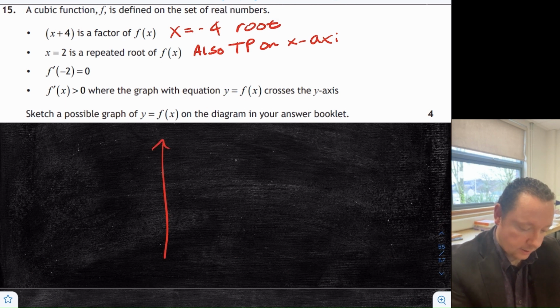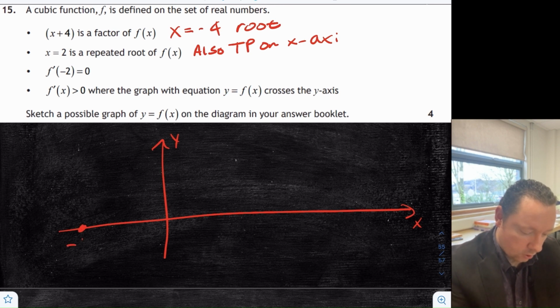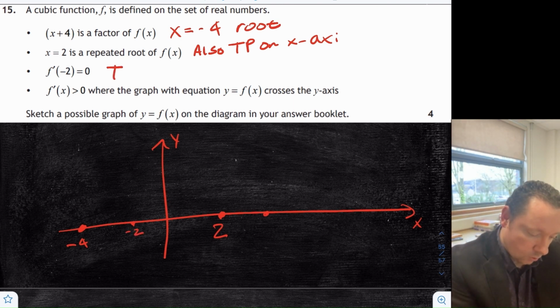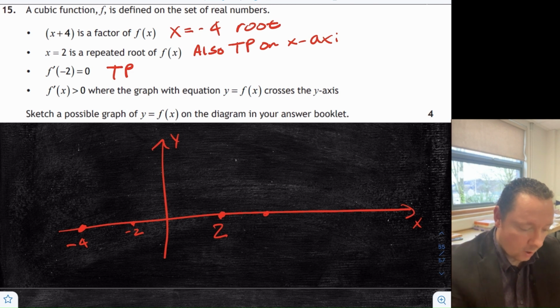But if we draw a y and x-axis, just a quick sketch, we've got minus 4 as one of our roots, and we've got 2 as another root. And when looking at our derivatives, f dash of minus 2 equals 0. So we now know that at minus 2 at some point we've got a turning point as well, not on the x-axis. But then we also know that f dash x is greater than 0 when it crosses the y-axis. So we know that it's going up at this point, but this is a turning point, so it must drop back down.